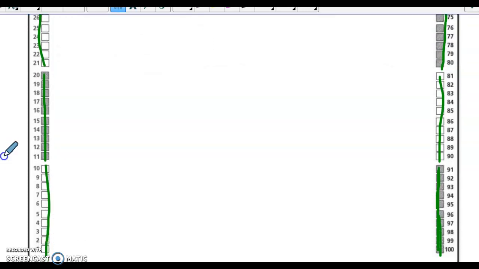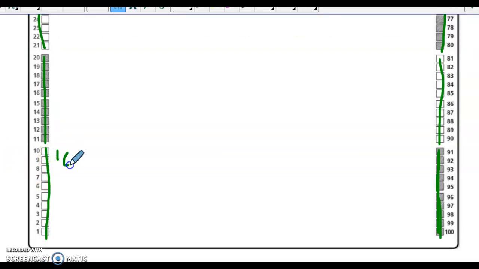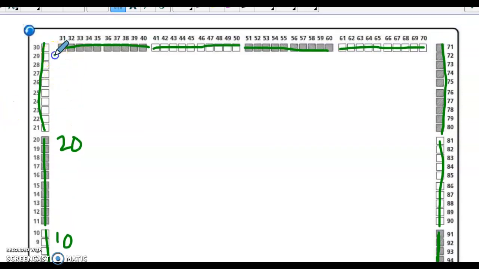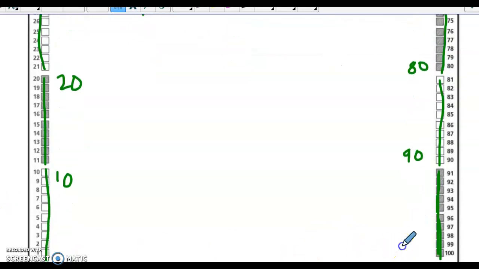Okay, now I want us to go around and count by 10s. Okay, we're going to write the number on the outside. Okay, so here we're going to write 10, 20, 30, 40, 50, 60, 70, 80, 90, 100.